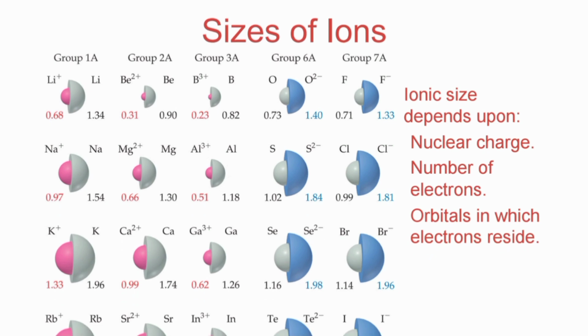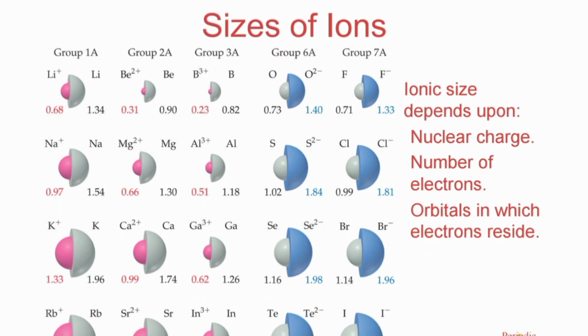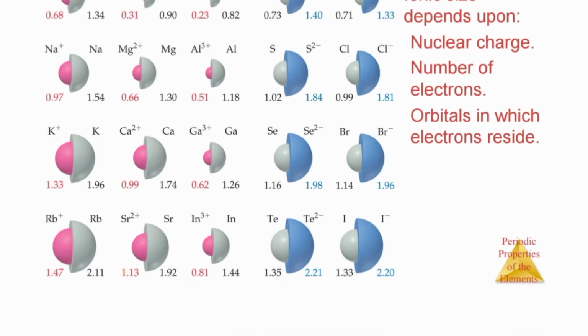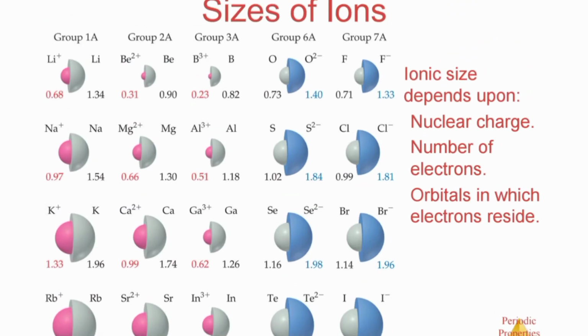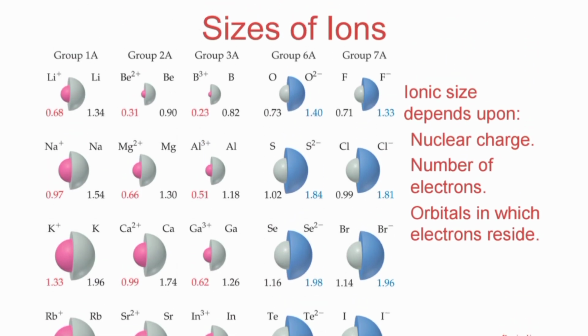Size of ions. What are the sizes of ions? Group 1A. Ionic size depends upon these factors: nuclear charge, number of electrons, and the orbitals in which electrons reside. You don't have to remember these values here.